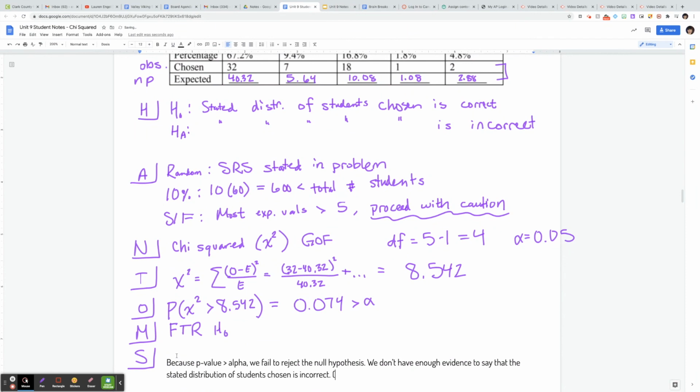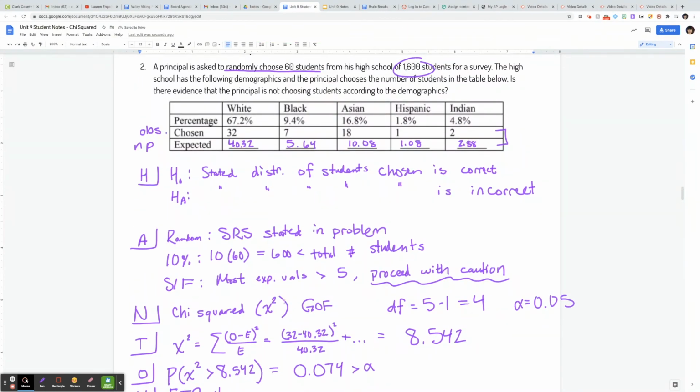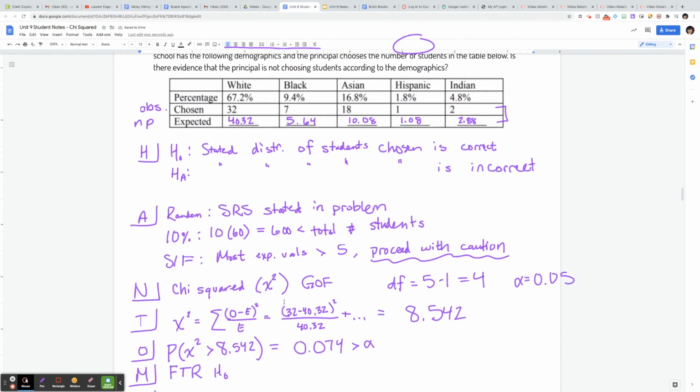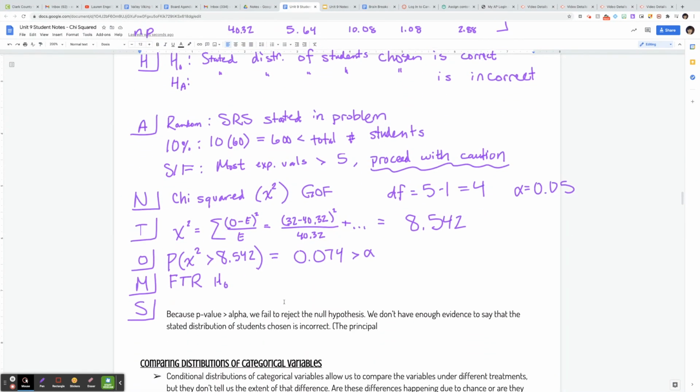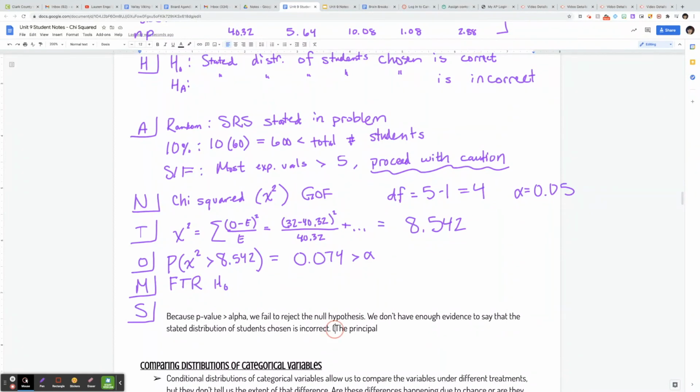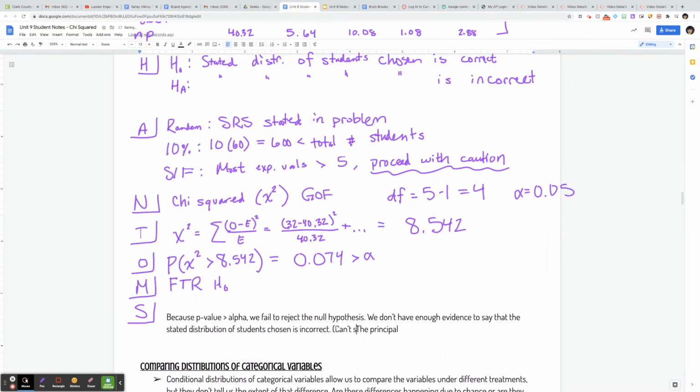In layman's terms, if you go back up to the actual question, you'd say there's not enough evidence to say that the principal is not choosing students according to demographics. So we can't say the principal isn't choosing students by demographic.